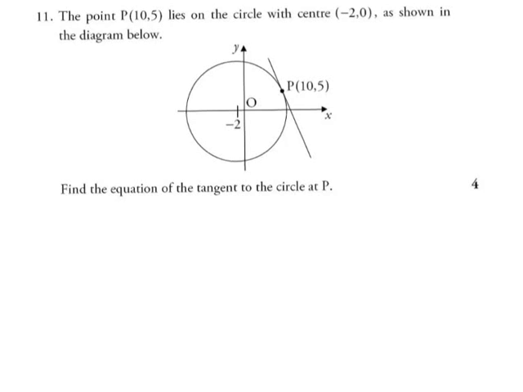Question 11. We're given a point on the circle. We're told the centre of the circle, and we're asked to find the equation of the tangent to the circle at that point P. To form an equation, we need the gradient of the line and a point on the line. Well, we have a point, so we've got to work out the gradient. In order to do that, we're going to work out the gradient of the radius of our circle. So we're going to work out the gradient from the centre point to point P.